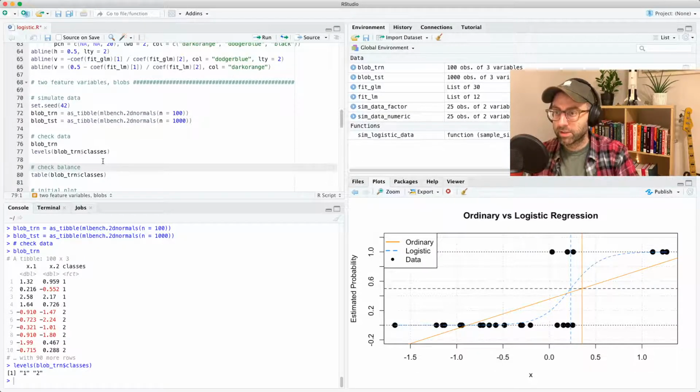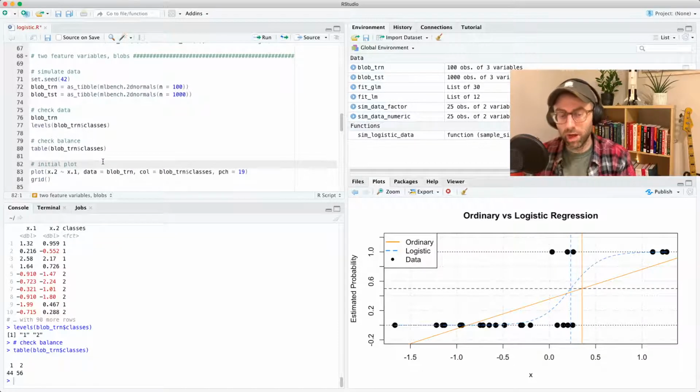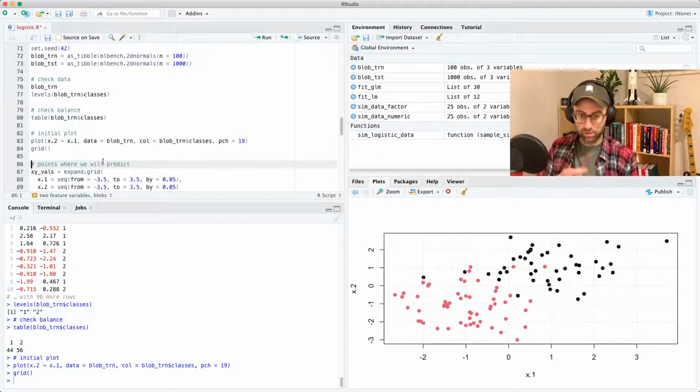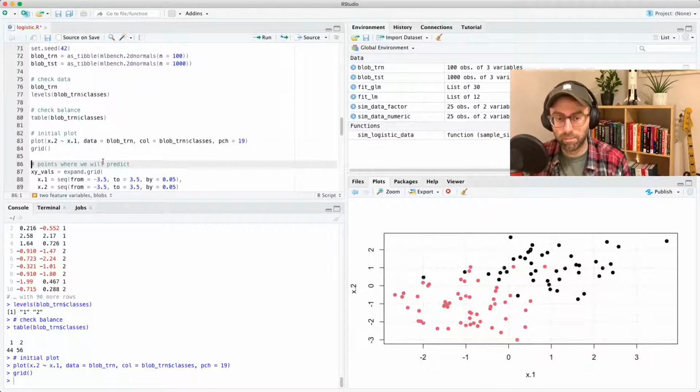Okay, so one thing you should often do when you're considering binary classification, which we are now, is check what we call the balance of the data. So there's 44 ones, 56 twos. That's pretty close to 50-50. There's just a little more twos, but that's not a big deal. Okay, so I'm going to plot the data. The code used to plot this is not super important, but we see here the two classes. And again, black is 1, red is 2. I really got to start adding legends for that.